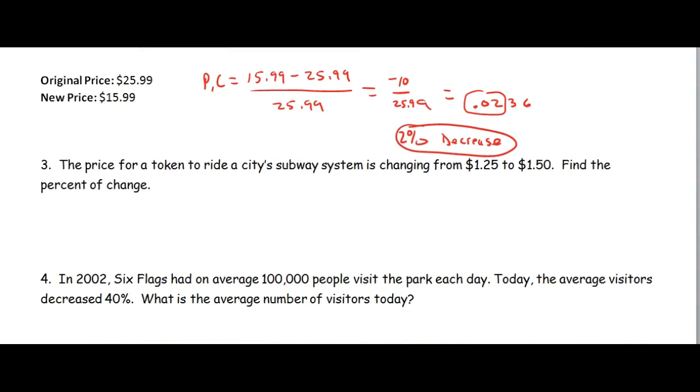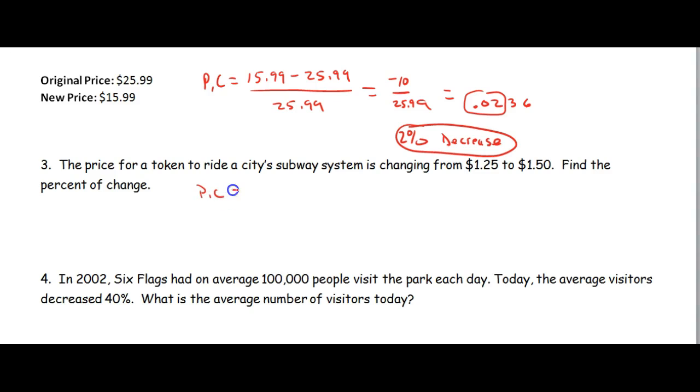Number 3, the price of a token to ride a city subway system is changing from $1.25 to $1.50. Find the percent change. Right away, is it an increase or a decrease, and how do you know? Well, it went from $1.25 to $1.50, so we know we're dealing with a percent increase.